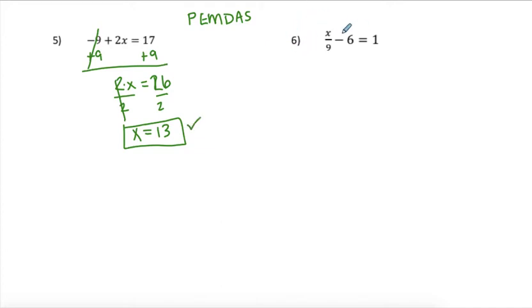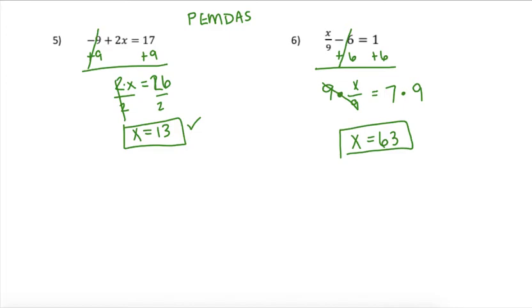On number 6, we have division and then we have subtraction here. I'm going to undo that subtraction with addition first. Negative 6 plus 6 is 0, leaving me with x divided by 9. 1 plus 6 is 7. Undo division with multiplication, so I'm going to multiply both sides by 9. I leave with x on this side, and 7 times 9 is 63. 63 divided by 9 is 7. 7 minus 6 equals 1.